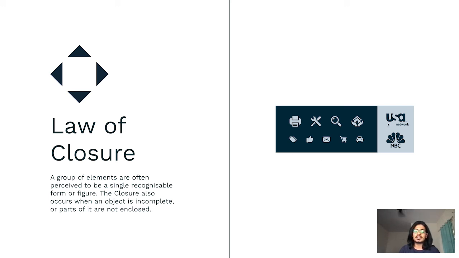So let's see this USA Network logo. The S is missing there, but still we are able to understand that this is an S. Or in the NBC logo, there are only petals, but there's a small triangle between them, so we are able to understand that it is a peacock, a metaphorical one.